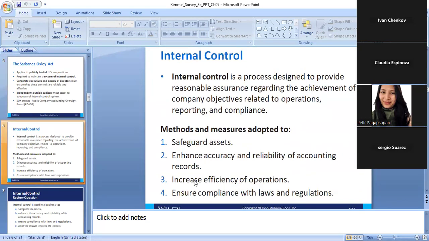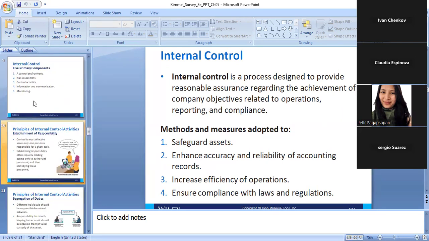Now, internal control. Internal control is the process which is designed to provide reasonable assurance with regard to the achievement of the company objectives: reporting, and compliance. How are we going to measure? Methods and measures adopted to safeguard the assets, ensure the accuracy and reliability of accounting records, increase efficiency of the operation, and ensure compliance with the law and the regulations.